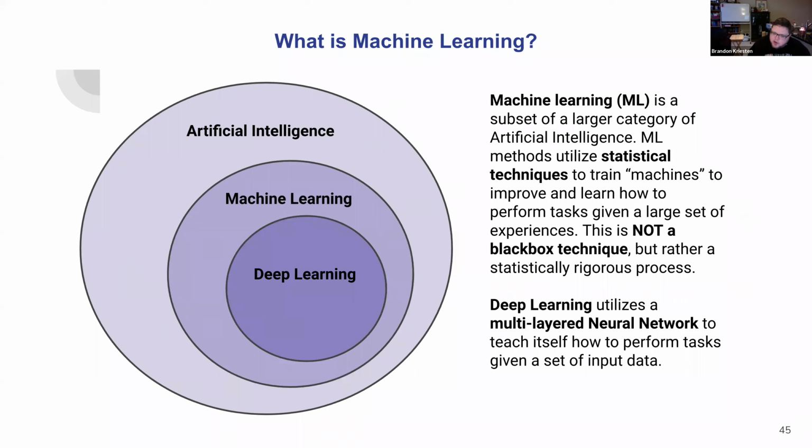So what is machine learning? It's a subset of a larger category called artificial intelligence. First of all, these terms are often tossed back and forth in the literature as being the same thing, but they're actually different, in that machine learning is a subset of artificial intelligence techniques, and machine learning utilizes statistical techniques to train machines, improve them, and learn how to perform a task given a large set of experiences. So what this automatically tells you is that machine learning is not a black box technique. It's actually a statistically rigorous process.